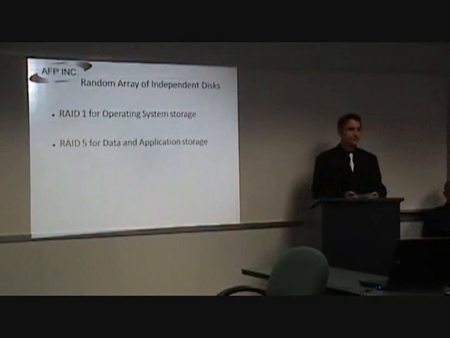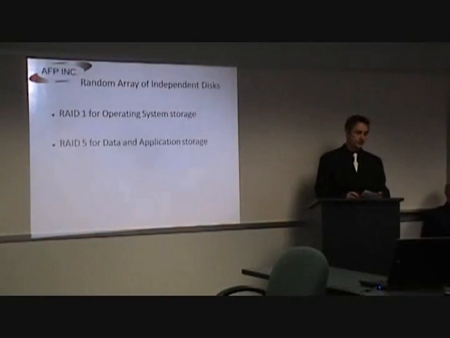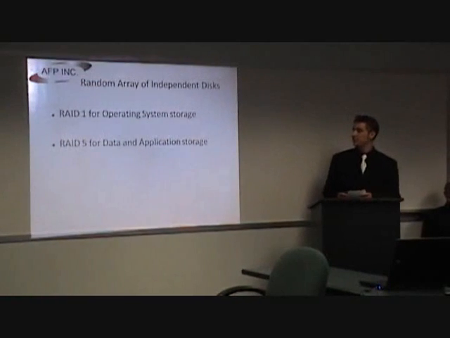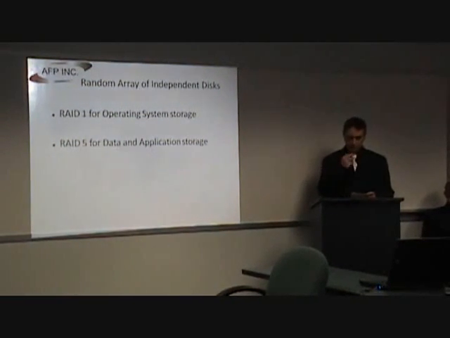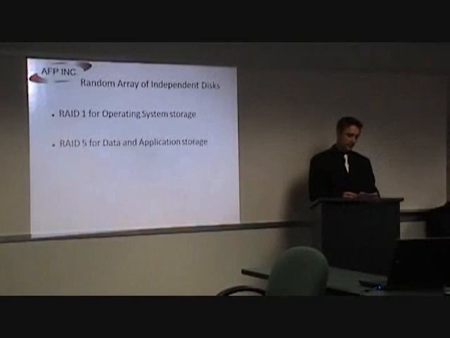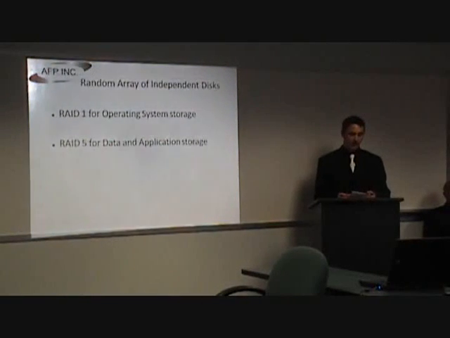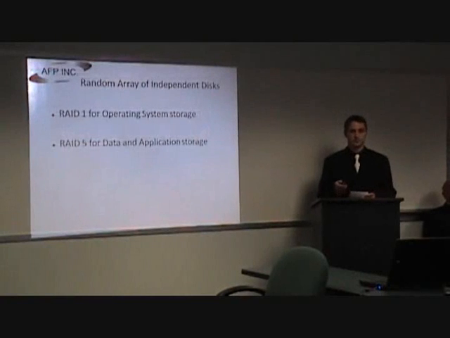Thank you, Brooks. We chose RAID 1 to contain the operating system. If one disk is damaged, there is an exact copy. We'll be using RAID 5 for the data and application storage. If one disk is lost, it is fault tolerant, meaning the data can be saved by the other two disks.